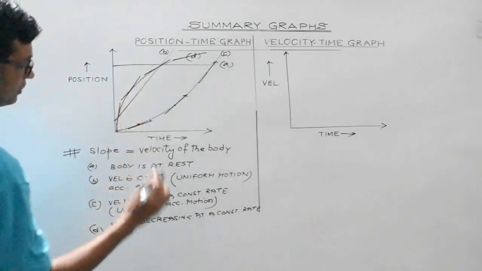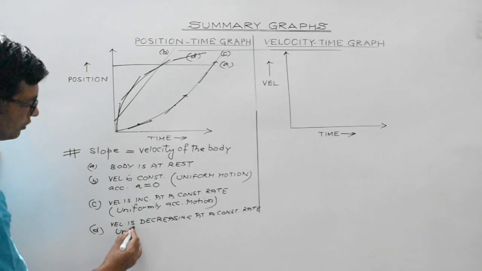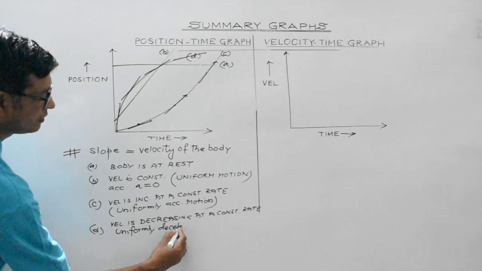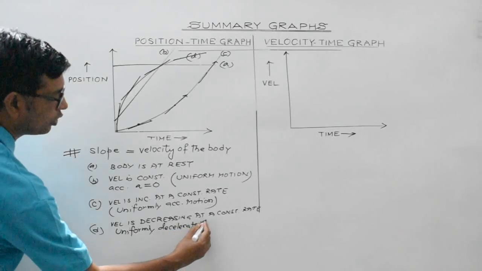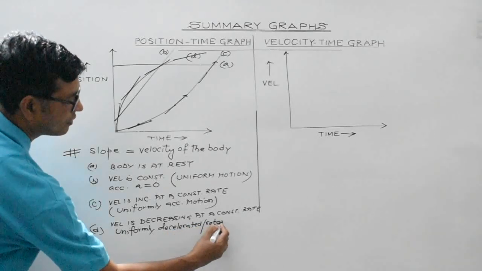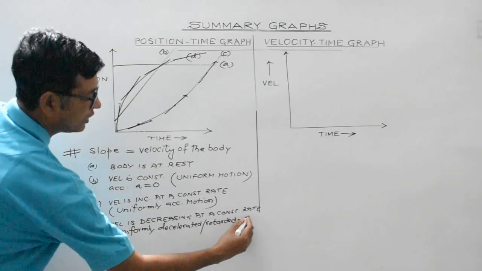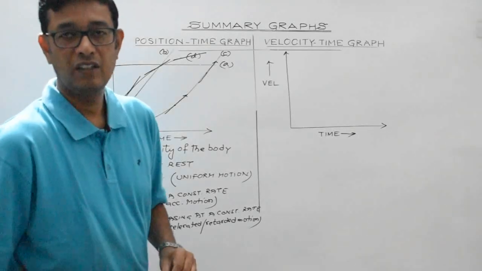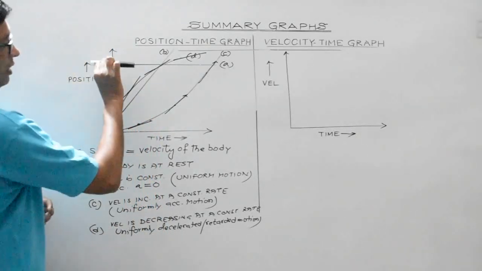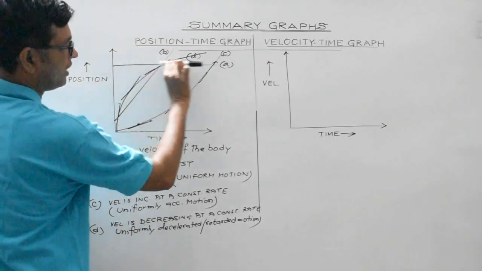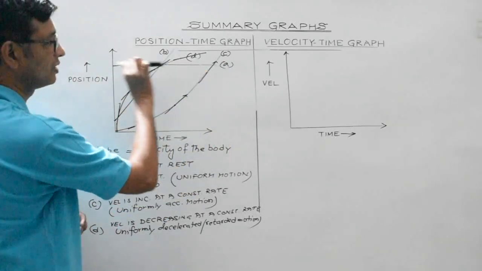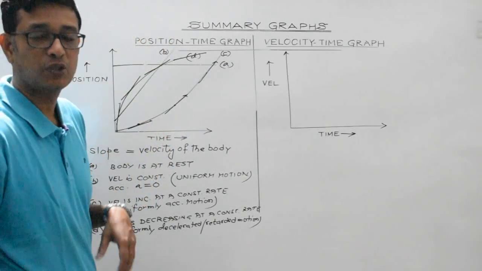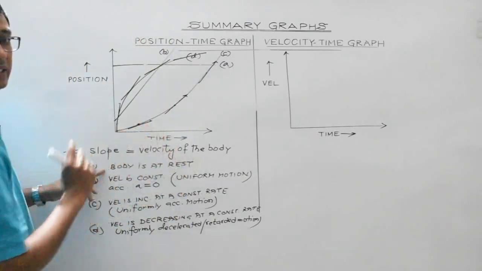motion. So it must be the case of uniformly decelerated or retarded motion. Right, students? So these are the four possibilities. Again I repeat, A is a straight line parallel to the time axis. This represents that with the passage of time the position of the body remains the same. So that must be the case when the body is at rest.